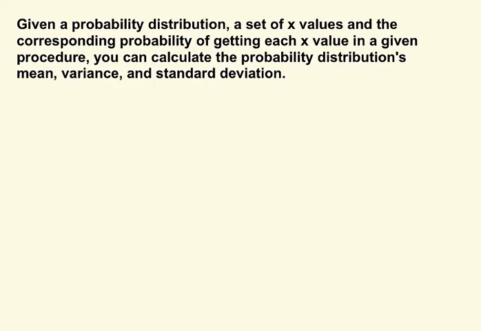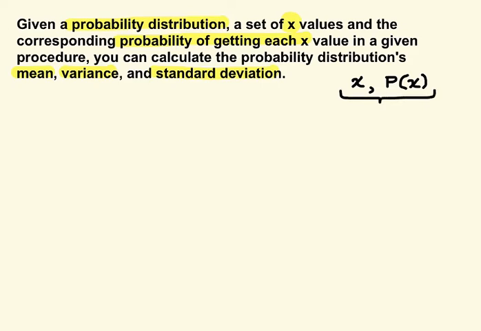Now, if we are given a probability distribution, and the probability distribution consists of a set of x values, those are our random variables, and the corresponding probability of getting each x value, then we can find the mean, the variance, and the standard deviation. So let's write the given. Our given is that we're going to be given every x value that's possible, and we're given the probability of each x value. Okay, so this is what we are given.